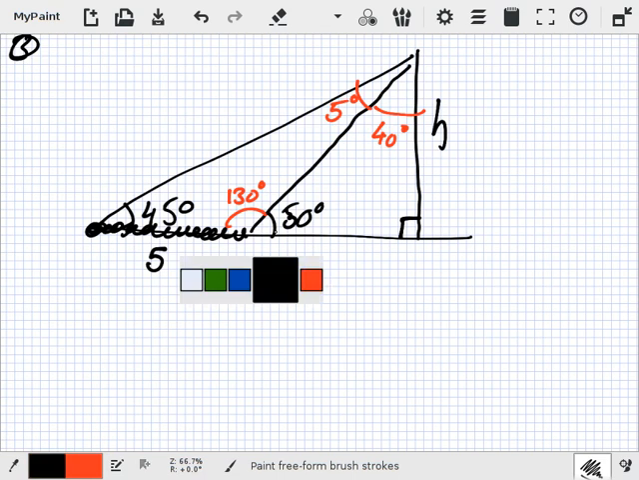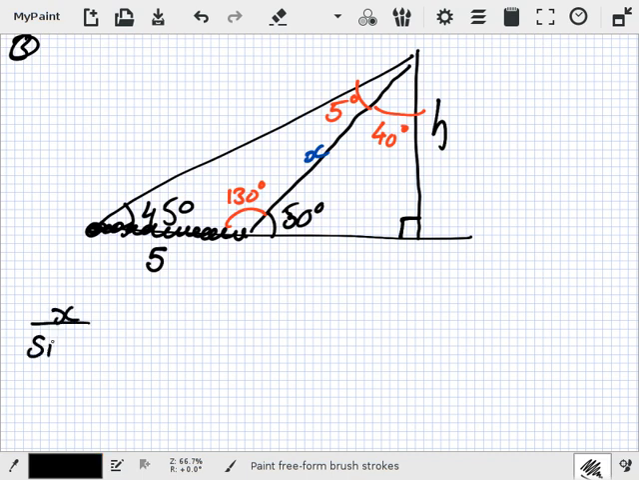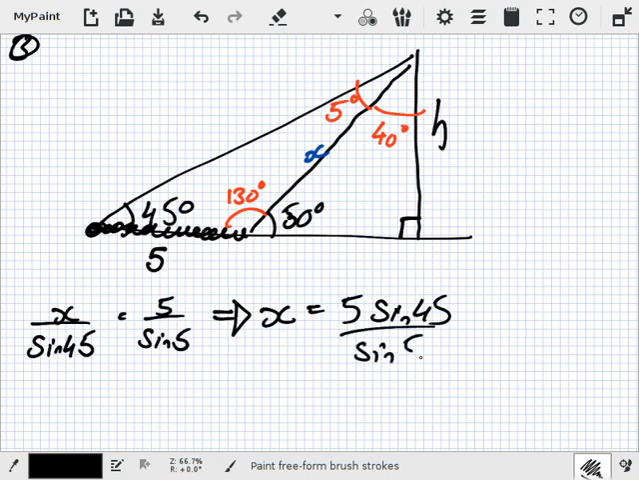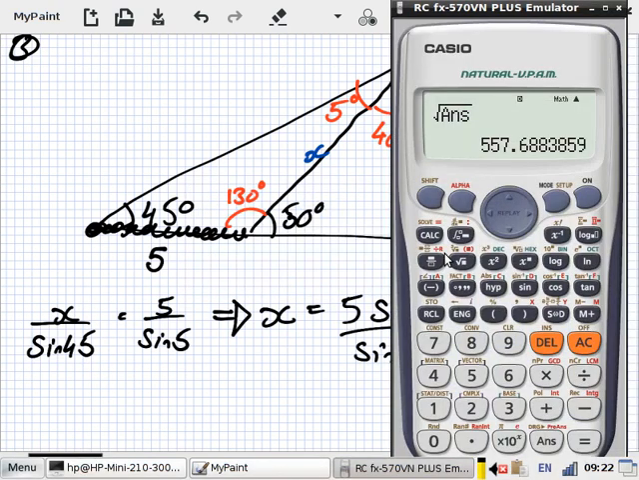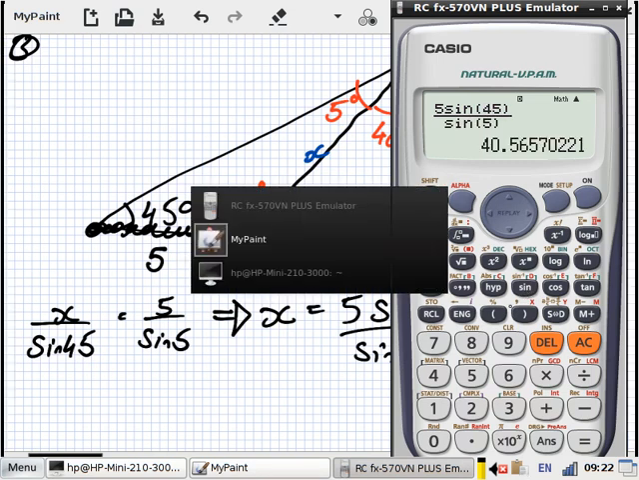Right. The trick here is to get this side first, which I'll call x. And I think we can do that easily with the sine rule. We can say x over sine 45 equals 5 over sine 5. 5 and 5, coincidentally. So that means x is equal to 5 sine 45 over sine 5, which equals 40.57 meters.